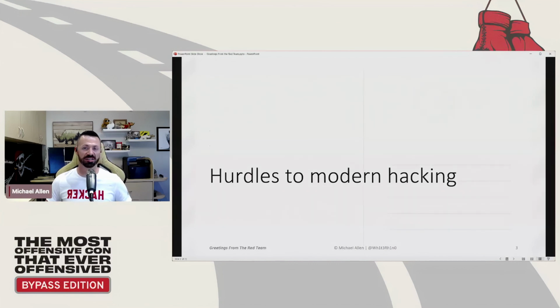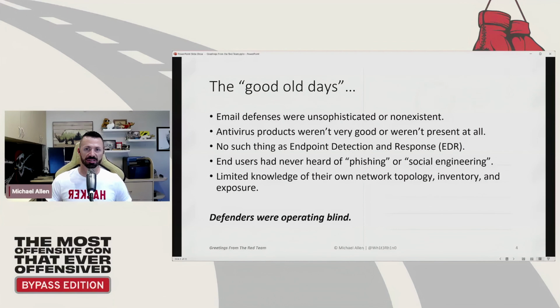Before I start digging into the details of the attack, let me set the stage with what the hurdles are that we run into on the initial access phase of a red team today. When I started pen testing, and in the years before that, defenses were a lot worse than they are today. Email defenses, for example, were unsophisticated or nonexistent. Antivirus products were really terrible. It was easy to take Metasploit or some other tool and generate a payload that you could run on just about any computer without any problems from antivirus.